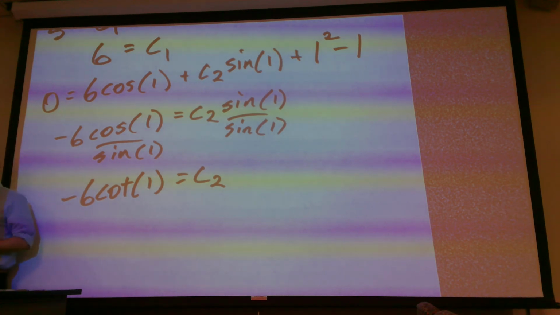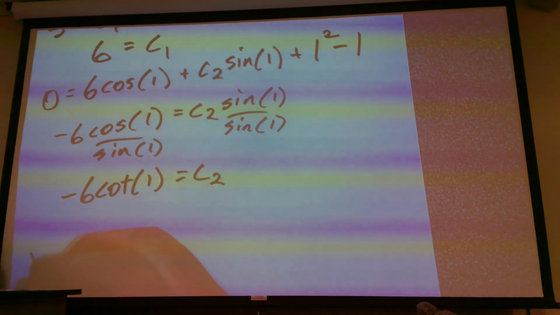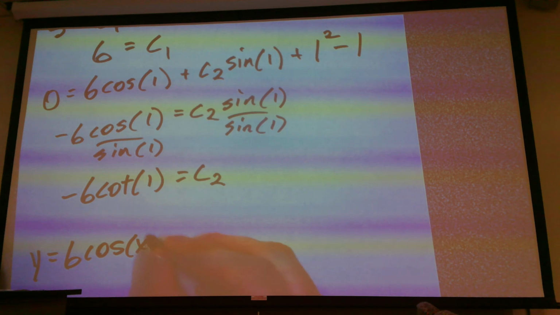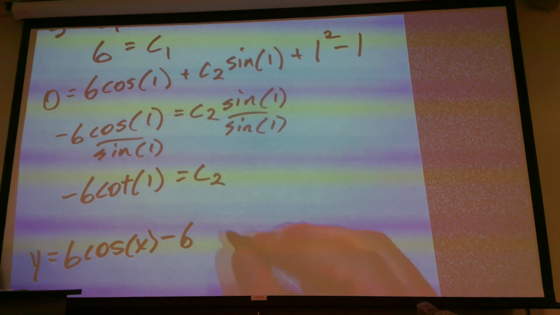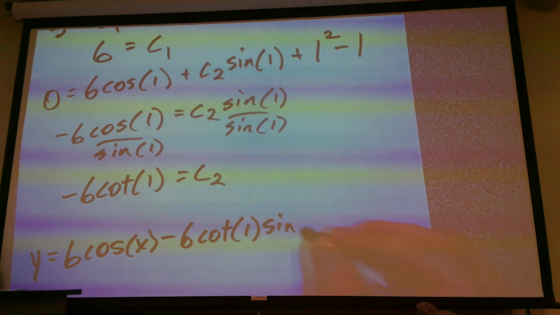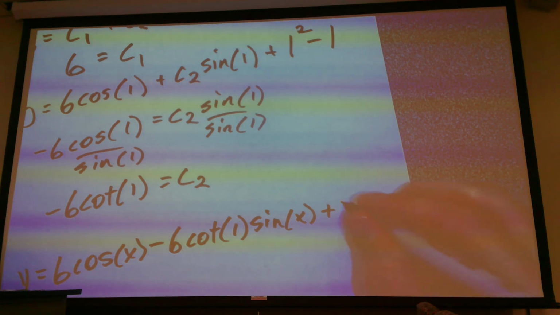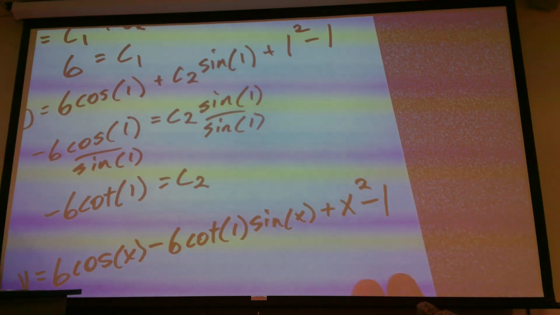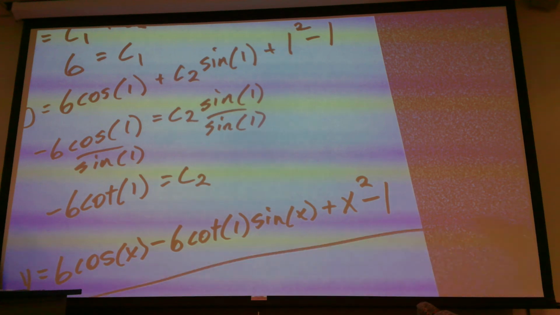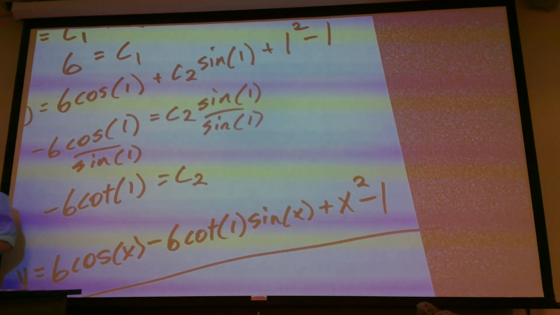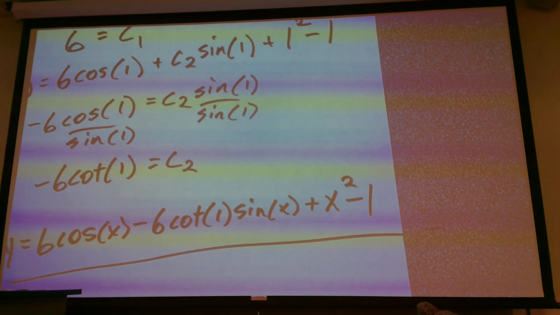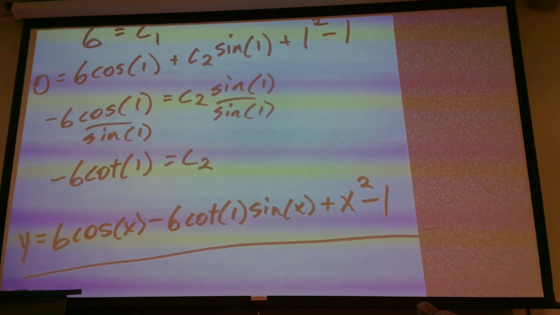So, what is the actual solution to the rest of the problem? y is going to equal 6 cosine of x, minus 6 cotangent of 1 times sine of x, and then plus x squared minus 1. Okay. And that is the solution that we were looking for.